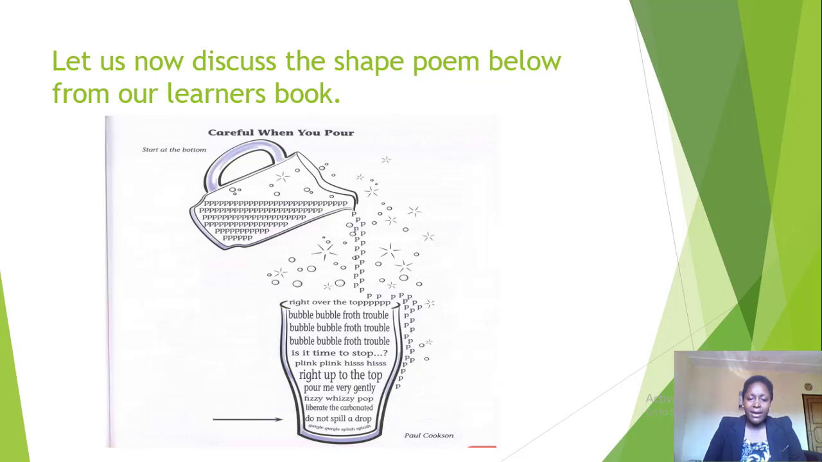When you look at the sentence at the top, right over the top, we are seeing that our liquid had reached the top and was even already pouring down the jar. Bubble, bubble, froth, trouble. When I read up to there, there is already the use of repetition in our poem, which, remember, is also used to show the rhythm in the poem.